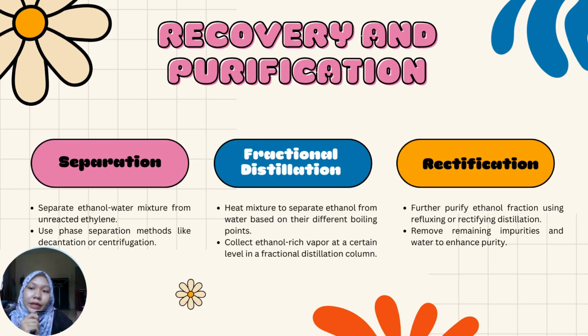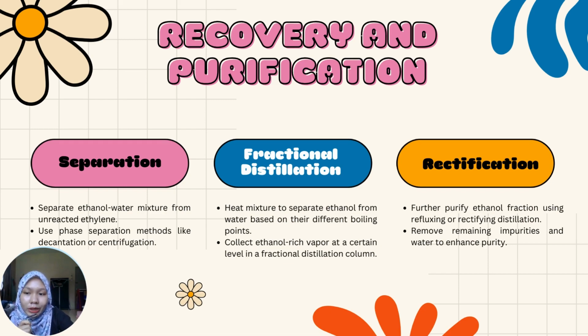ion. The recovery and purification steps in the production of ethanol from the direct hydration of ethylene involve separating ethanol from the reaction mixture and purifying it to obtain a product of the desired concentration and purity. Separation of ethanol water mixture. After the reaction, the mixture typically contains ethanol, water, unreacted ethylene, and possibly other byproducts or impurities. The first step in the recovery process is to separate the ethanol water mixture from the unreacted ethylene and other components. This separation is often achieved by using a phase separation method such as decantation or centrifugation to separate the aqueous and organic phases. Fractional distillation.